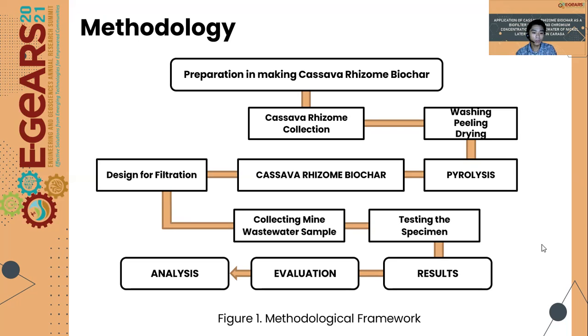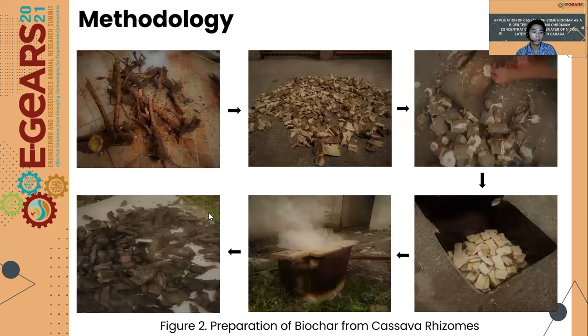Then the design for filtration, collecting mine wastewater sample from the settling pond, and testing the specimen, results, evaluation, and the analysis. So this is the documentation for the cassava rhizome biochar production.